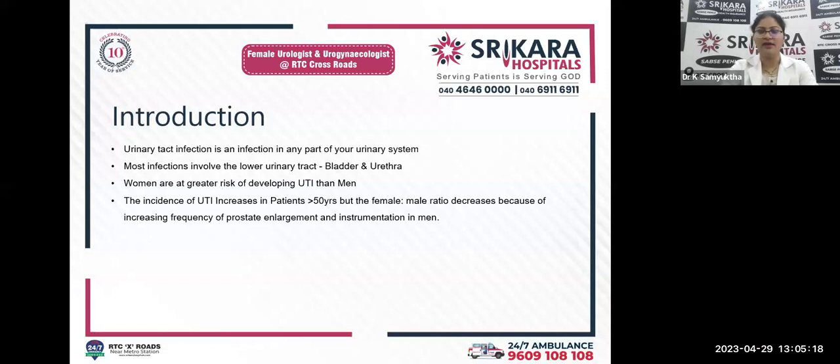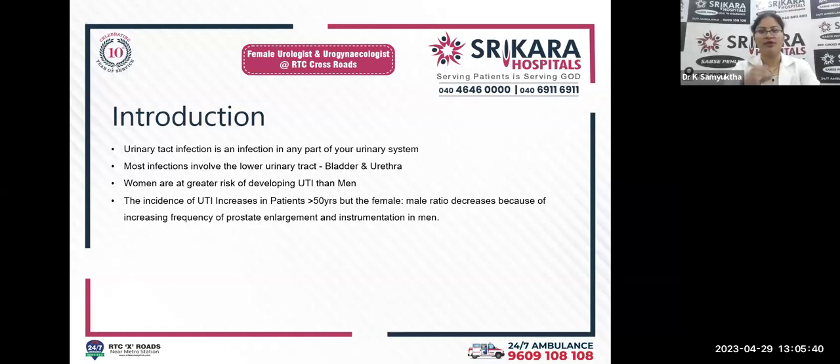Why? One, because the urethra in females is very small, only about 4 centimeters. And the other thing is that the opening of the urinary tract, the opening of the vagina and the opening of the anus, all of them in women are very close by when compared to that of males. So the chances of cross infections are very high.